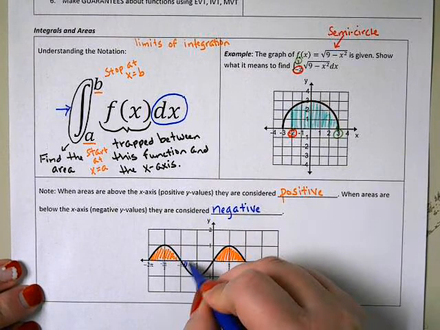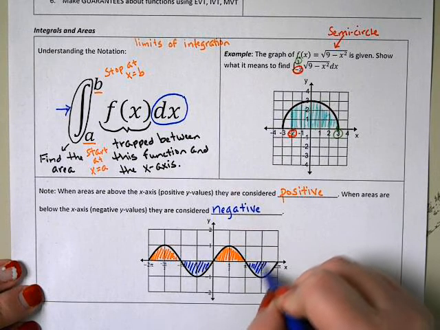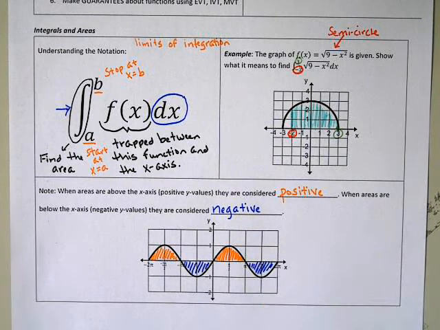So this region right here would have a negative area, and so would this region right here. All right, so that's going to be something that's really important as we start finding these areas. So let's take a look at the next page and actually look at some examples here.